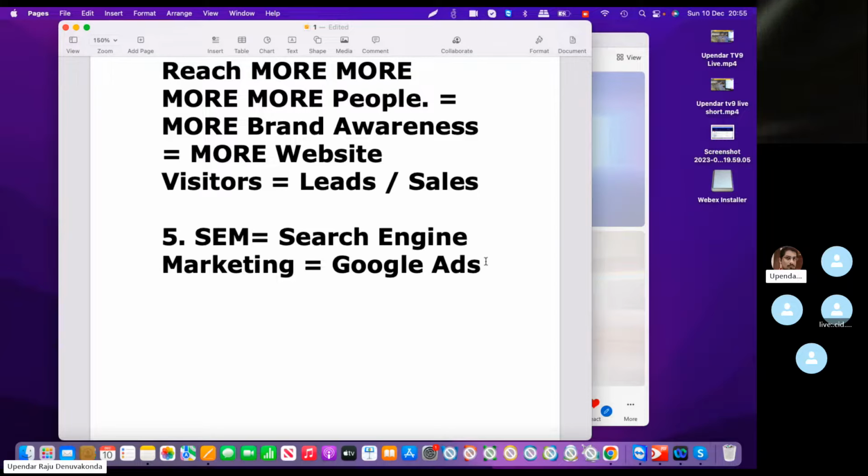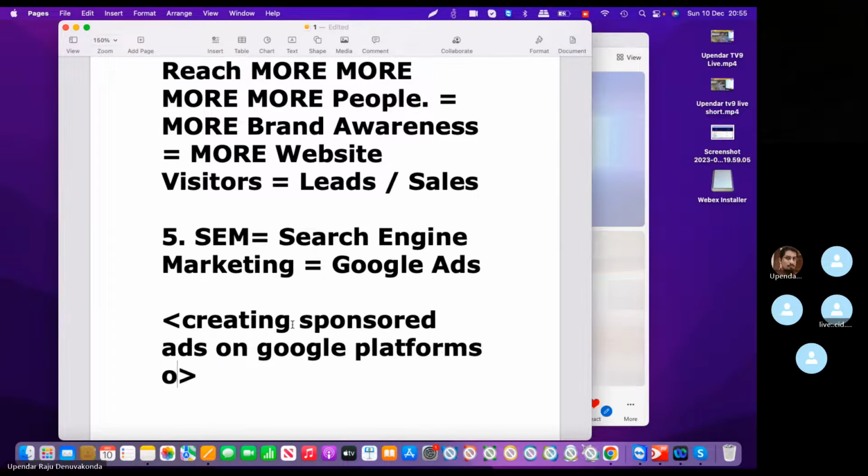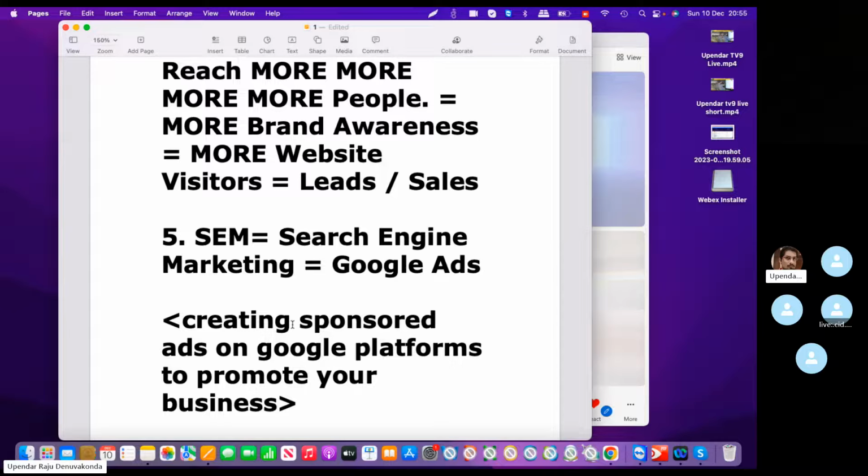what you can do for that is try to implement something called Google Ads. So creating sponsored ads on Google platforms to promote your business is called what? Search engine marketing. Yeah. So SEO is an organic process. It is SEM, search engine marketing.